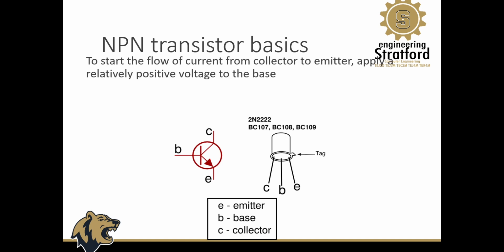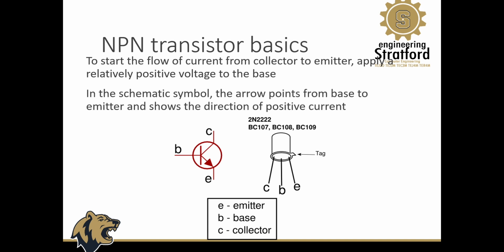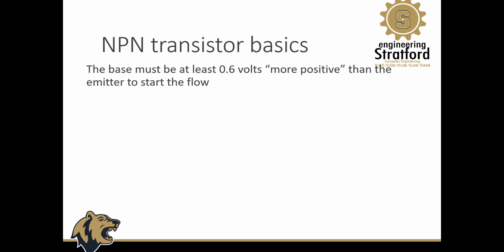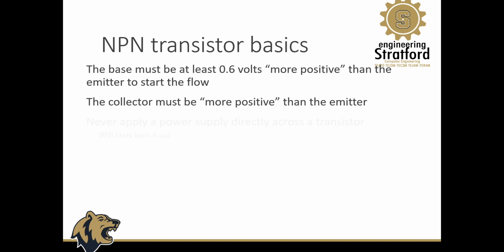Okay? So to start the flow of current from the collector to the emitter, apply a relatively positive voltage to the base. In the schematic symbol, the arrow points from the base to the emitter and shows the direction of the positive current. So here's your collector, here's your emitter, here's your base, and the little arrow shows the direction of the flow through the transistor. Now, in the 2N2222, the base must be at least 0.6 volts more positive than the emitter to start the flow. The collector also must be more positive than the emitter.